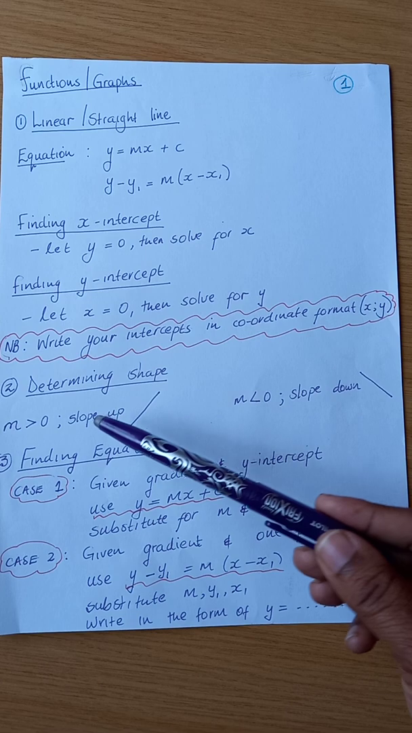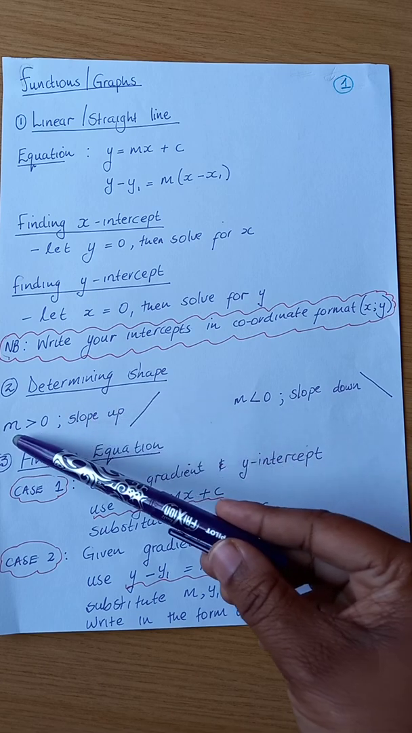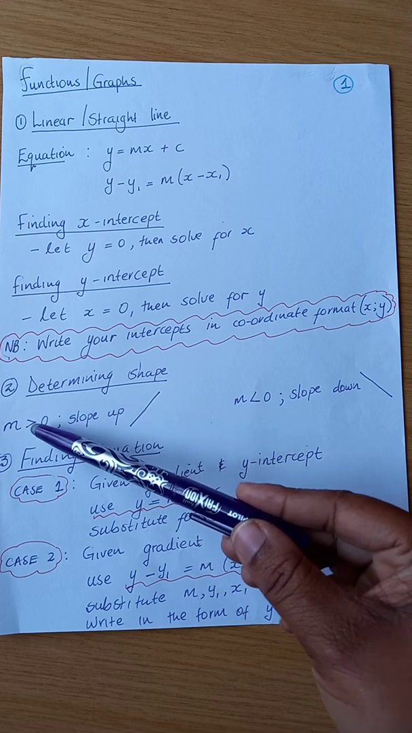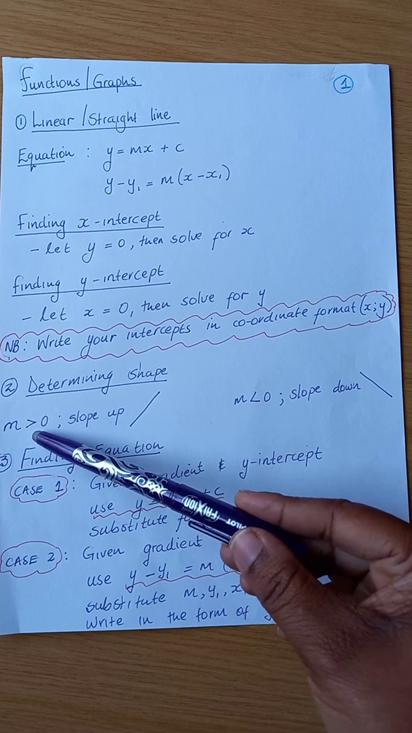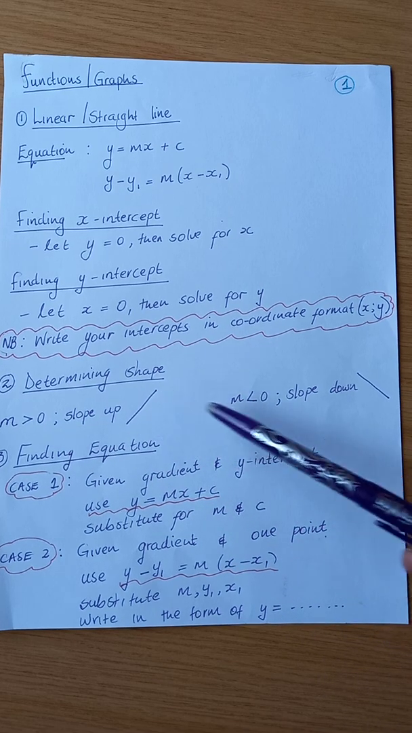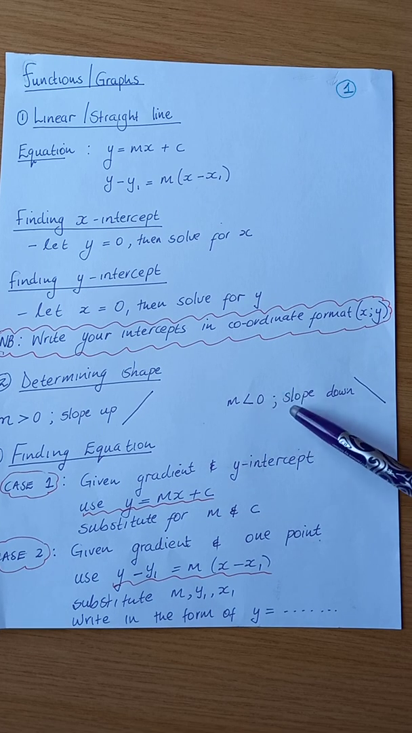Now, how do we determine the shape of the linear graph? You look at your gradient. If your gradient is greater than 0, by now we know that greater than 0 is positive, then your graph will be sloping up. If your gradient is less than 0, which means your gradient is negative, your graph will be sloping down.